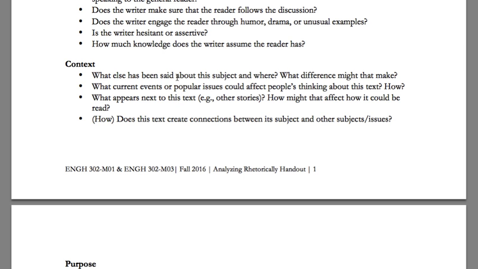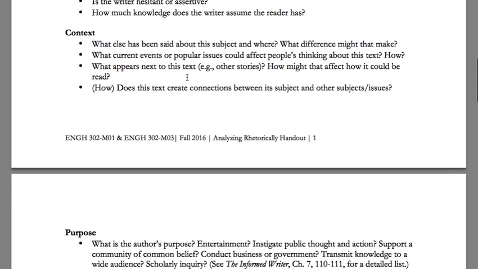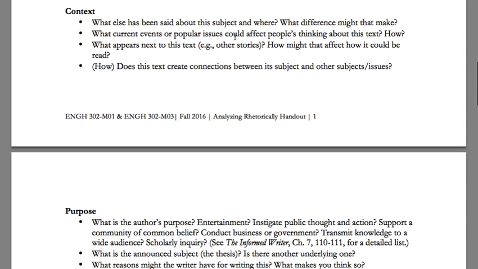What has been said about the subject before? Because often people are talking about things within a context, and conversations are going on about a topic, and so what else is being said? Is it connected to current events or popular issues? If it's published in like a magazine or other sort of format in which there's going to be other texts around it, what kind of texts are they?